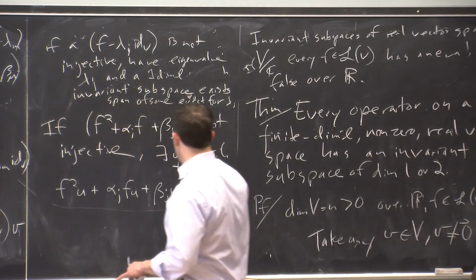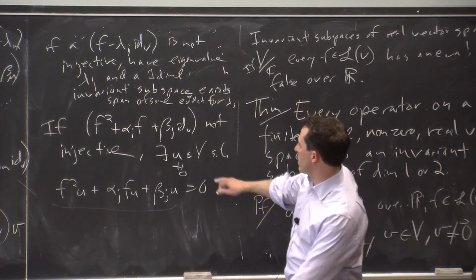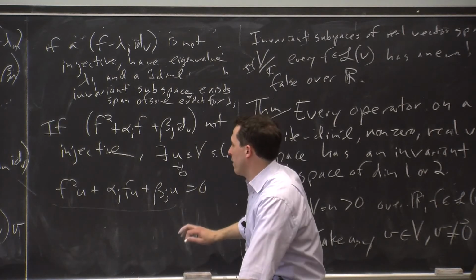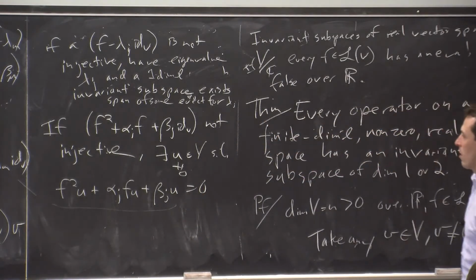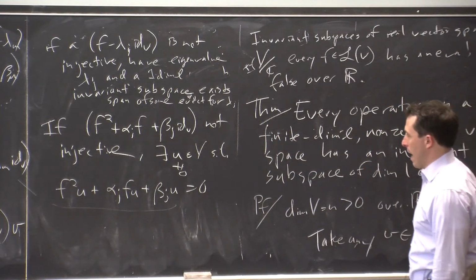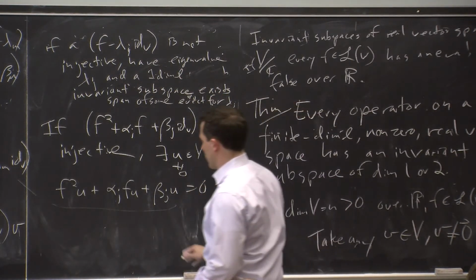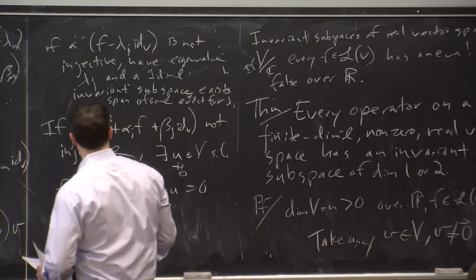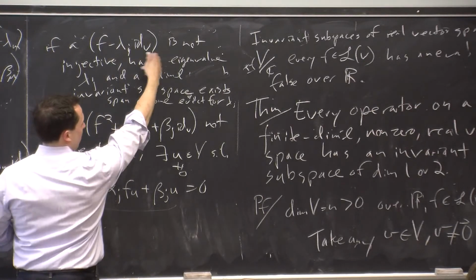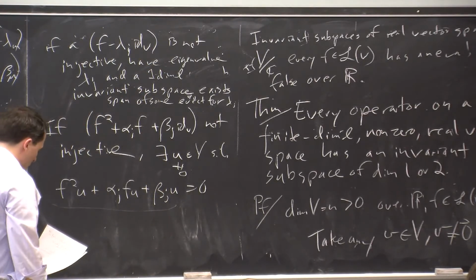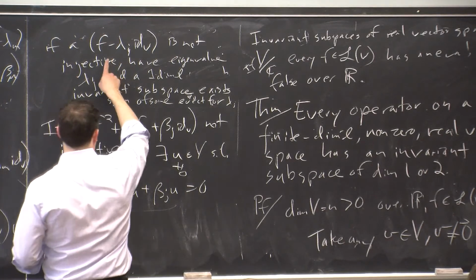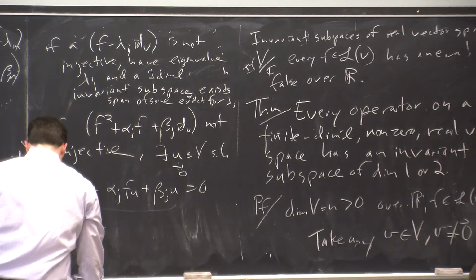So we have this fact. We know that one of these quadratic factors is not injective, and we want to understand how to construct an invariant subspace from that fact. It was easy for this: you just pick some eigenvector of it. We want to show that it exists here. Something in the kernel of this, rather, something in the null space of this.